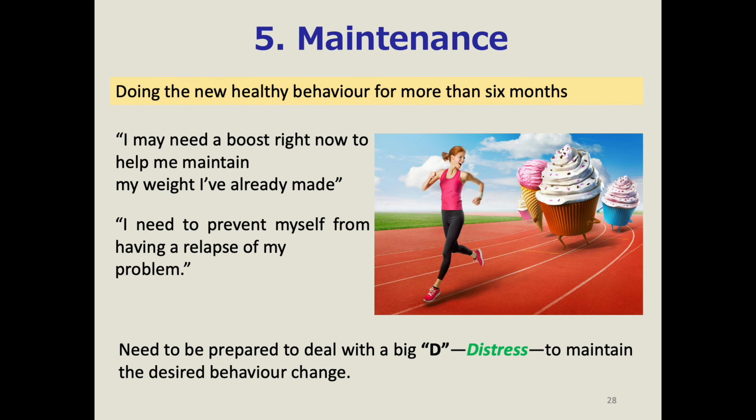The fifth stage of the trans-theoretical model is maintenance. At this stage, people are doing the new healthy behavior for more than 6 months. And this is how they feel about the lifestyle change that they have made. I may need a boost right now to help me maintain the weight loss I've already made. I need to prevent myself from having a relapse of my problem. And we need to be prepared to deal with the big D of this stage, which is distress to maintain the desired behavior change, when helping patients in this stage.